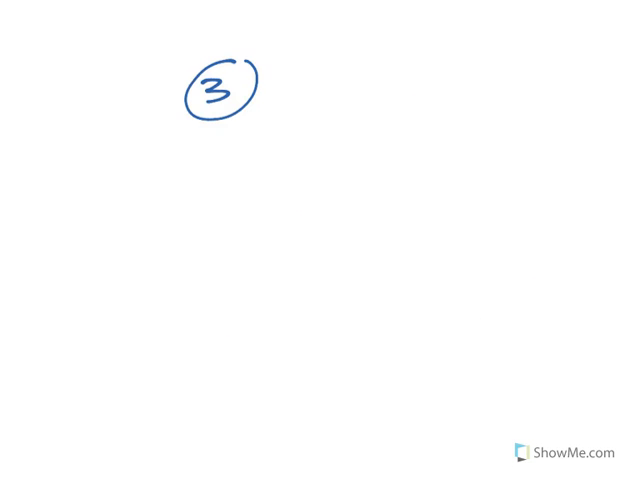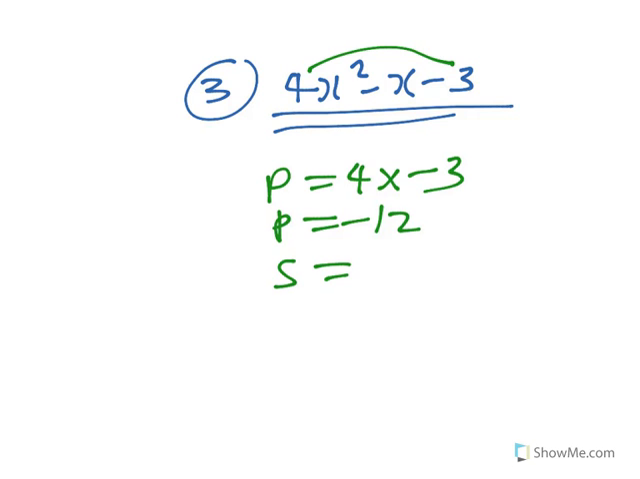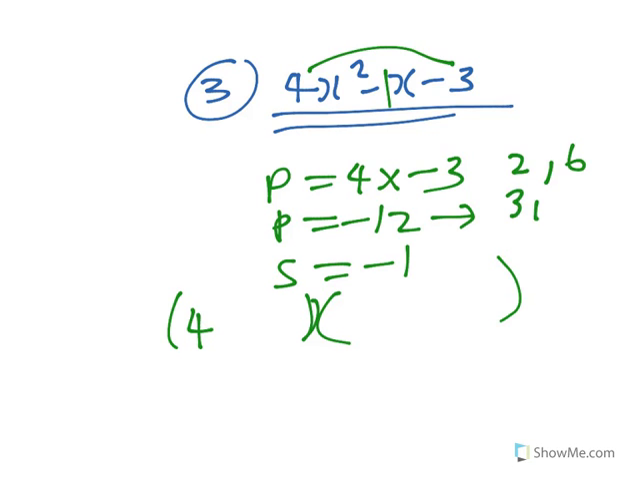Okay, so number 3. When you're looking at this one here, the product is 4 times minus 3, so the product is minus 12. The sum is minus 1. So what that means is we're looking for two things that multiply to give minus 12 but add to give minus 1. So you go 2 and 6, 3 and 4. So it's going to be 3 and 4. So it'll be plus 3 minus 4.